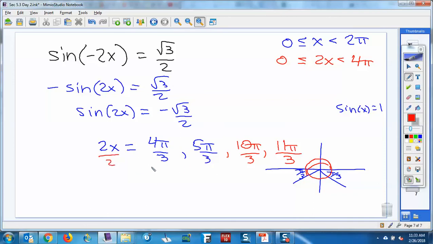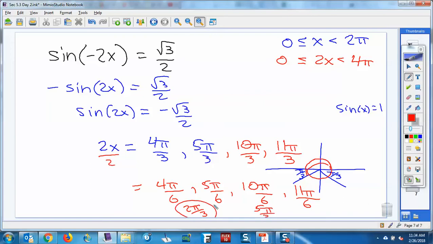Now we divide everything by 2, which makes the bottom number what? 6. Makes the bottom number 6. So this becomes 4 pi over 6. This becomes 5 pi over 6. This becomes 10 pi over 6. And this becomes 11 pi over 6. Now you shouldn't leave your answers like that because this should reduce to 2 pi thirds. And this should reduce to 5 pi thirds. So that one, that one, that one, and that one are our 4 answers.